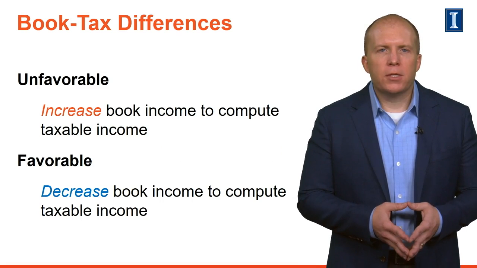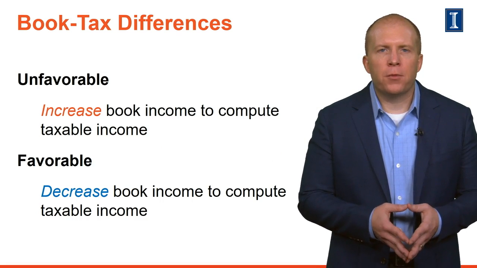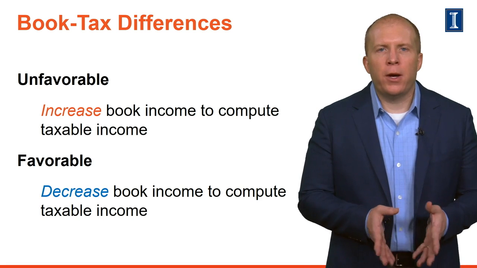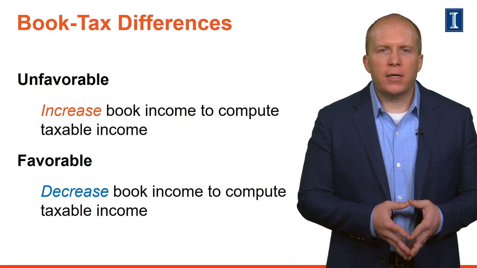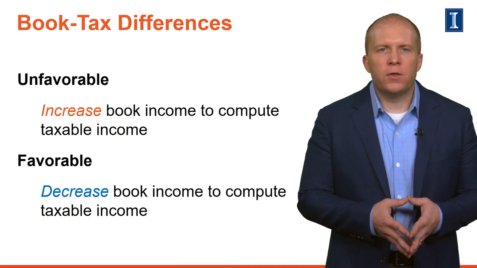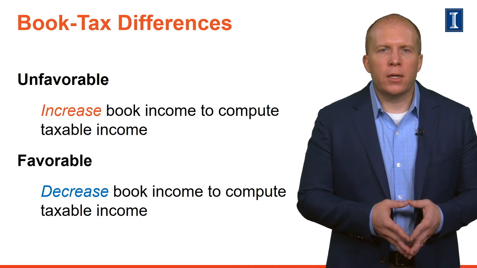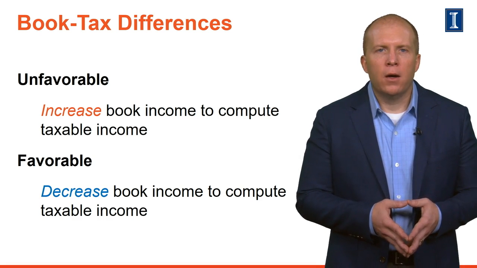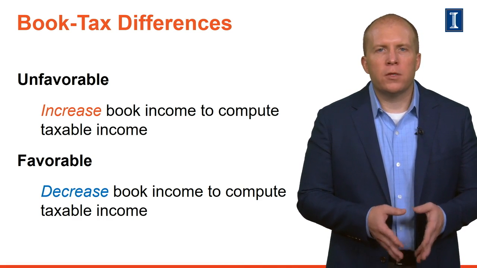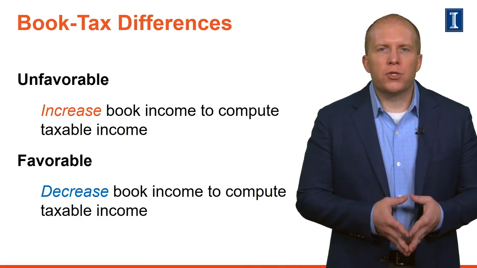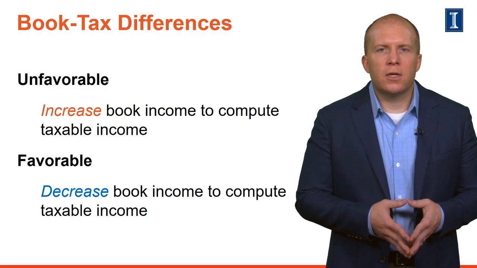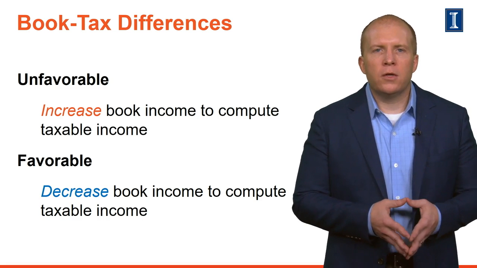Before examining some book tax difference items, it is important to understand that each book tax difference can be unfavorable or favorable from the taxpayer's perspective, depending on the effect it has on taxable income relative to book income. Any book tax difference requiring an increase to book income to determine taxable income is unfavorable in the eyes of the taxpayer because it increases taxable income and thus tax liability relative to book income. The opposite is true for favorable book tax differences that decrease book income relative to taxable income.